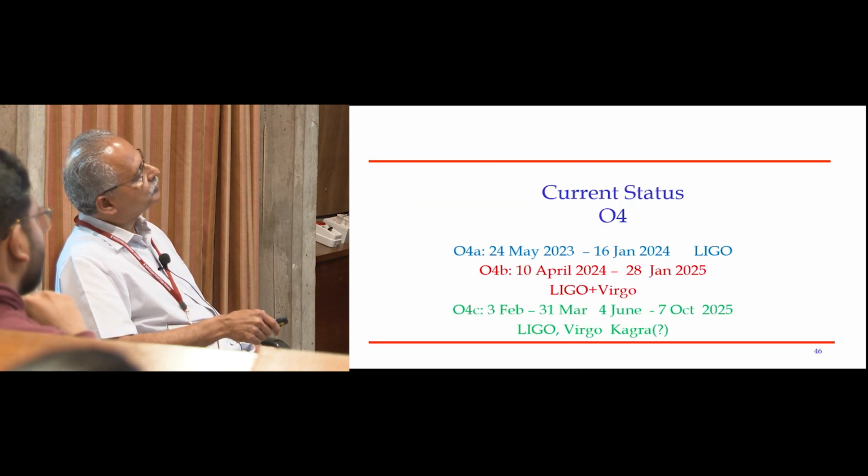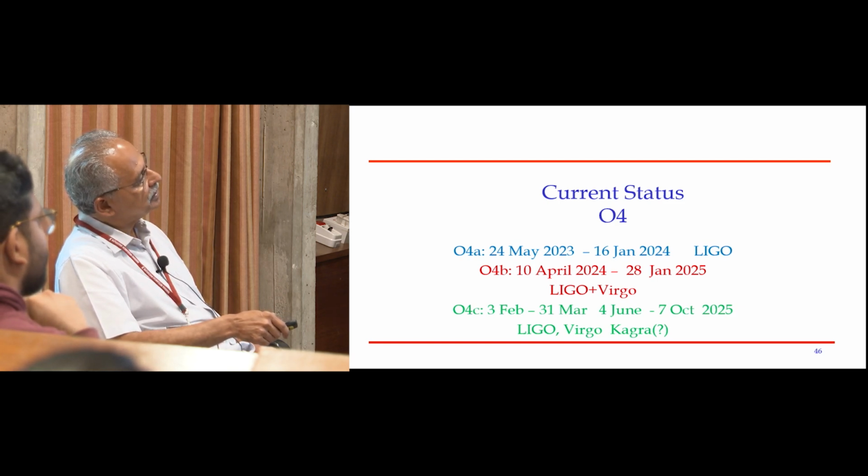So to end my last part, we are currently in the fourth observational run. Again, as I told you, the first observational run involved only LIGO. In the second run, it involved Virgo. And in the third observational run, it also involved the Japanese detector, which is called the KAGRA detector.